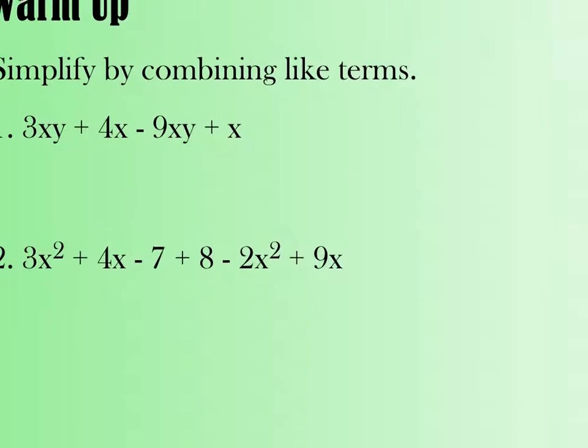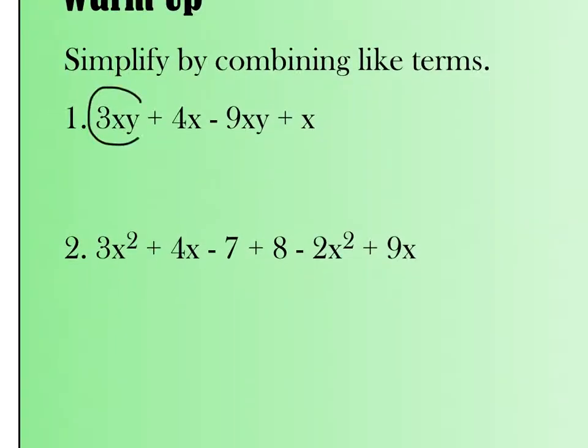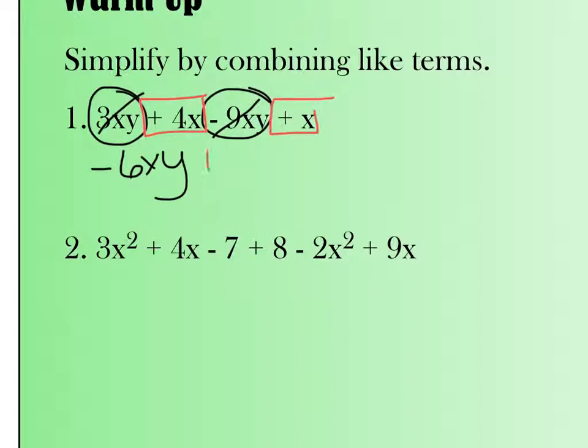So looking at number 1, I'm going to be able to combine my 3xy with the negative 9xy. Well, 3 minus 9 is negative 6xy. So I'm going to cross them out because I used them up. 4x plus x, well, those are like terms because they both just have an x, so plus 5x. It's your final answer for number 1.